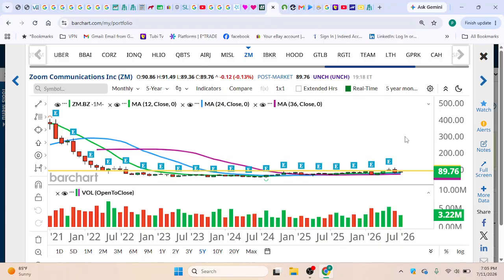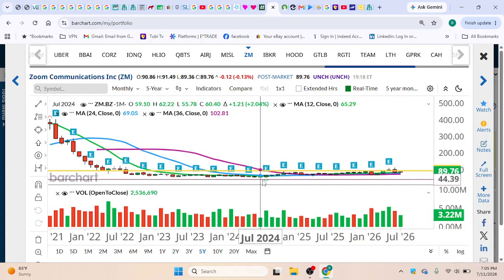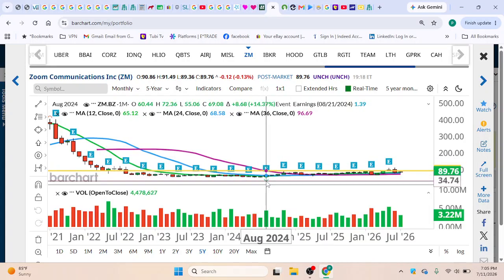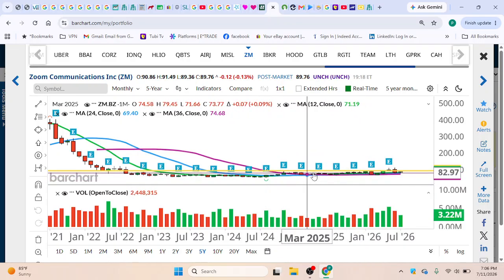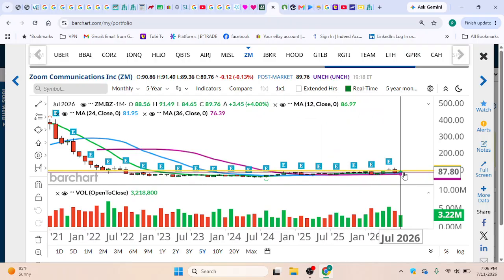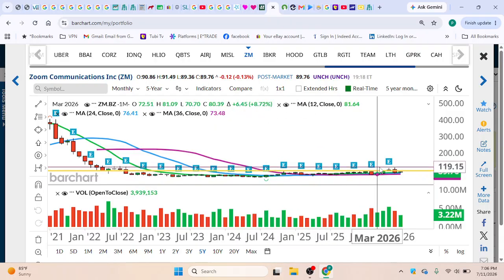Zoom is one, symbol ZM. Big fan of the company. I like Zoom because it has growing profits and it has growing revenues and earnings. And from this all-time low and close at 69.08, low of 55, it's now at 89.76. So it doesn't look like much on this monthly chart, but it is slowly but steadily moving up the right side. And I like that about Zoom.